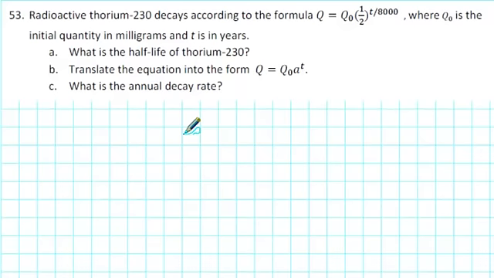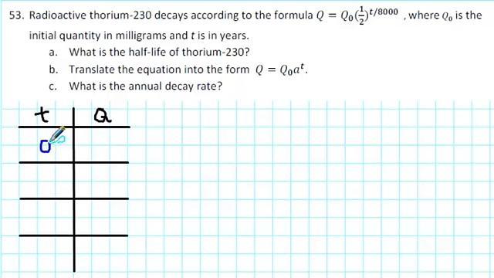Well, to better understand this question, let's make a table of values to get started. Initially, when time is equal to 0, the amount of thorium-230 is Q₀. Let's let H denote the half-life of thorium-230. That means that after H years have gone by, there will be half of the original amount, which we can denote as 1/2 Q₀.